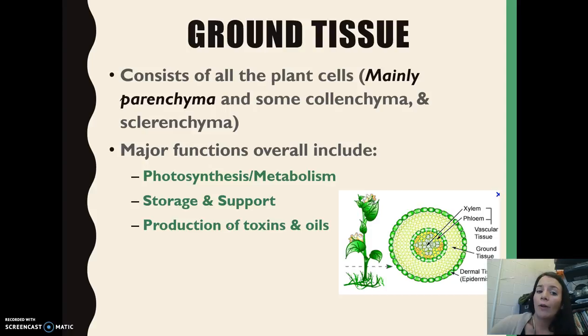When we talk about ground tissue, these consist of all plant cells, but it's mainly parenchyma. There are some parenchyma and sclerenchyma, but it's mainly the parenchyma cells. Their major functions are things like photosynthesis and metabolism, storage and support, and they also produce toxins and oils to protect some plants.